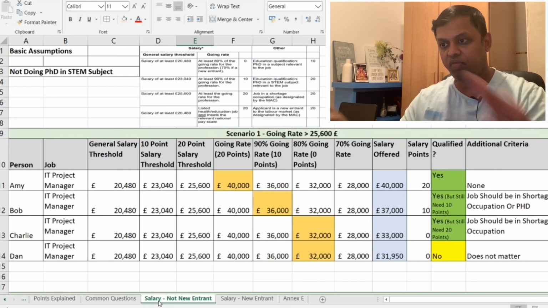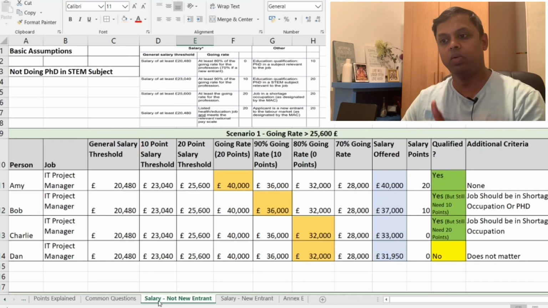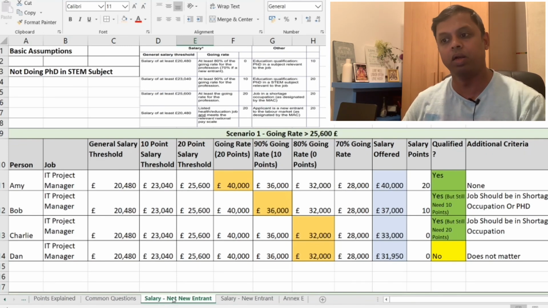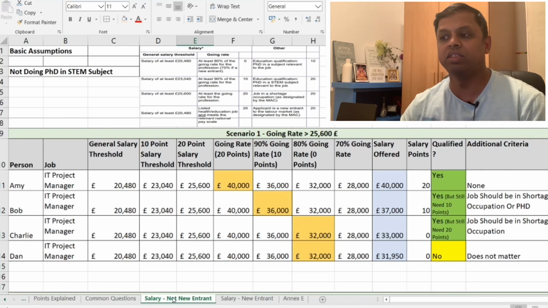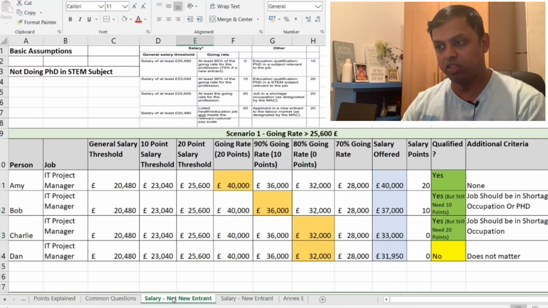So which means that if you lay out this table, your general salary threshold, your 10-point salary threshold, 20-point salary threshold of 20,000, 23,000, 25,000, they don't apply at all because your going rate is higher than your 25,600, which means that all you're bothered about is your going rate from that point onwards. So if you get a salary of 40,000 pounds, then you will get the 20 points and you are automatically qualified. If you get a salary of 37,000 pounds like Bob here, then you only get 10 points, but you're still qualified. But you still need to get 10 points from somewhere else.